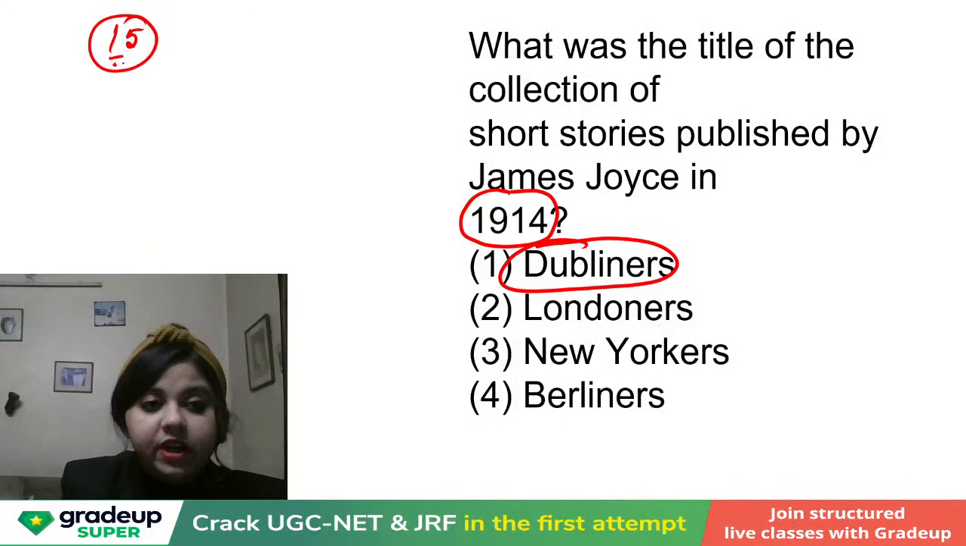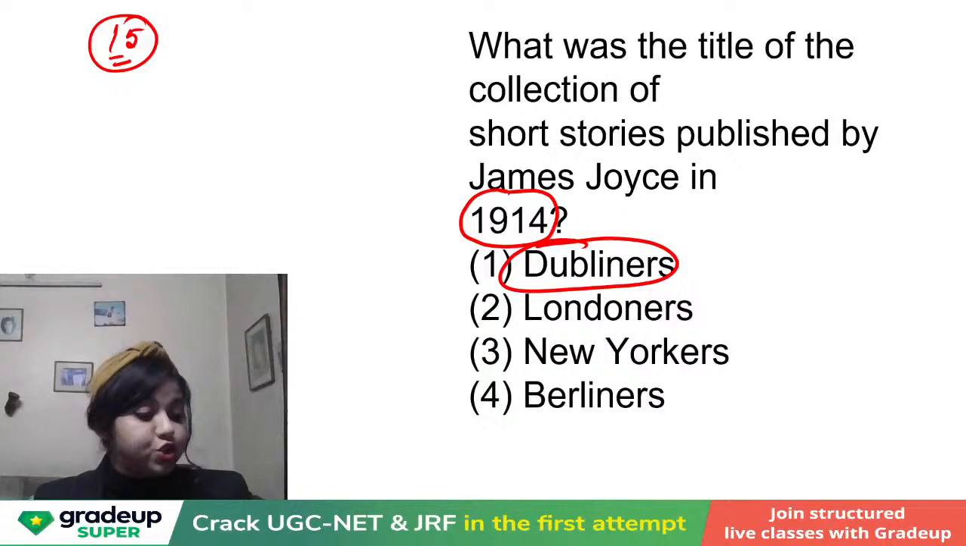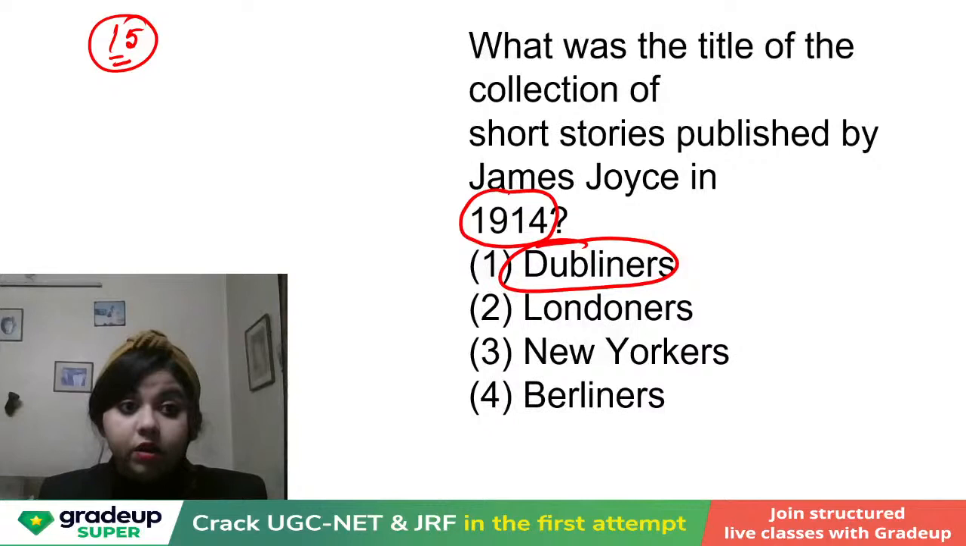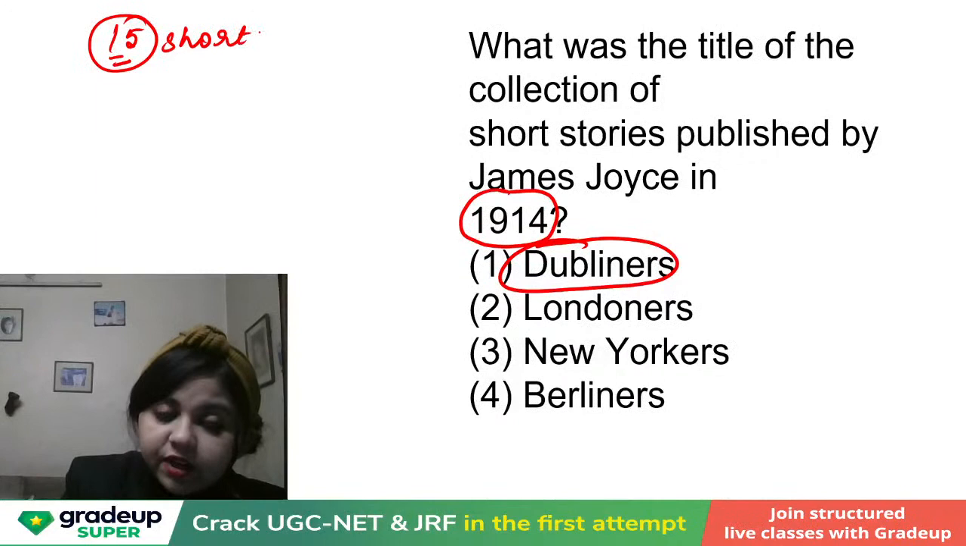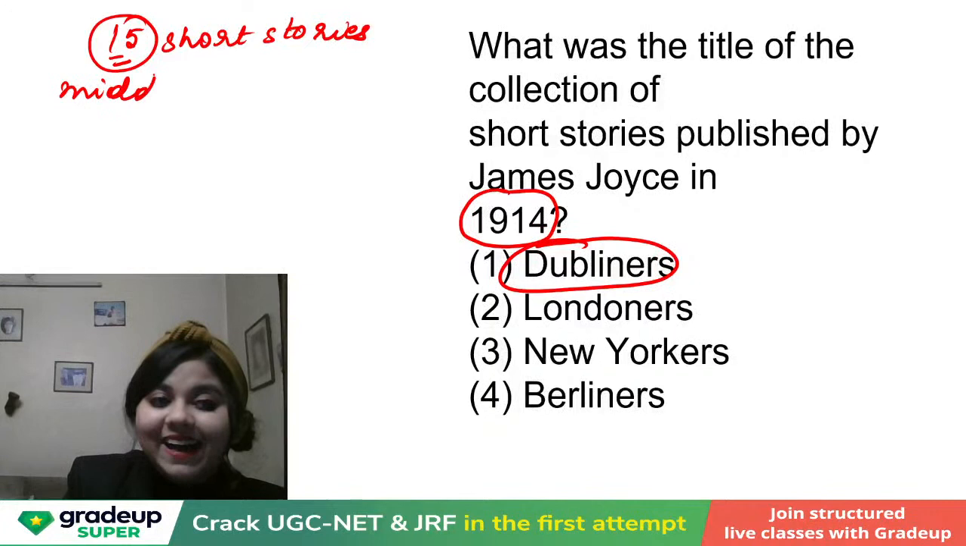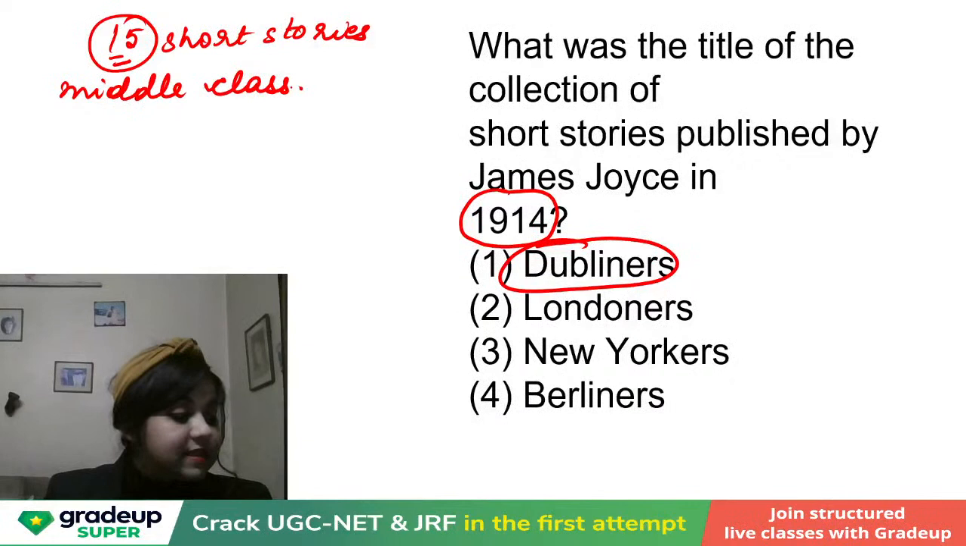And these short stories, what were they trying to do? They were giving you a realistic account of the society that was there in Dublin at that time. And particularly, there was a question. How many stories were there in Dubliners? 15 short stories. What was the major theme? The major theme was to capture the middle class life. The middle class life was very important. The middle class life of the Irish people was being captured over here.